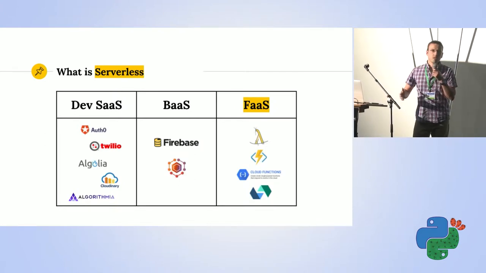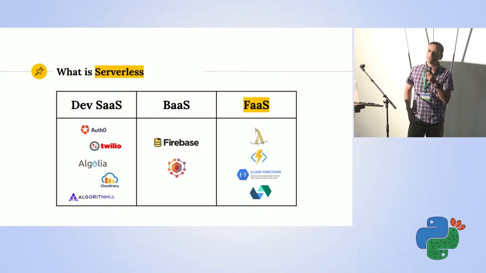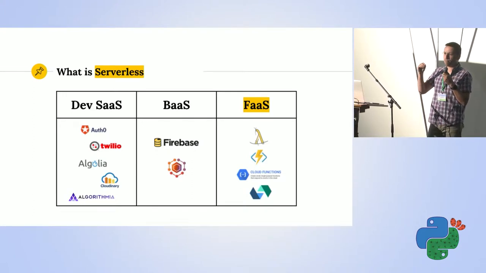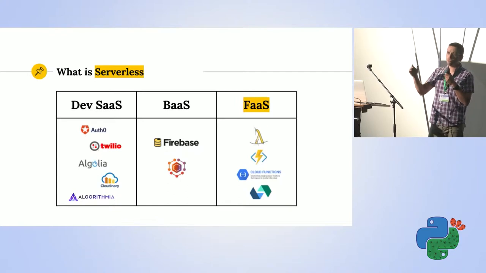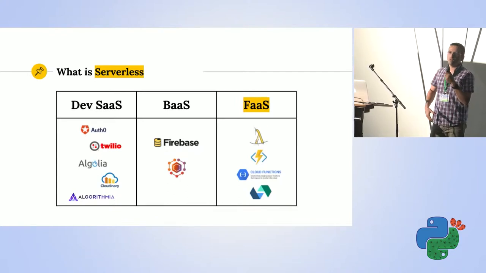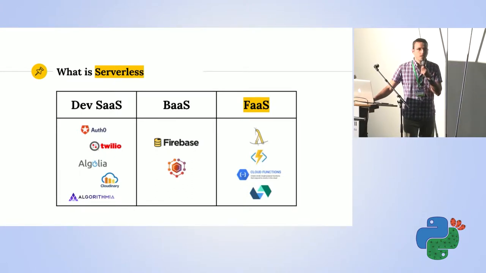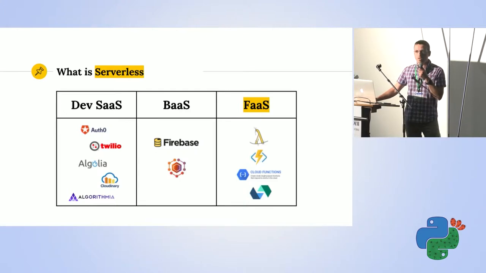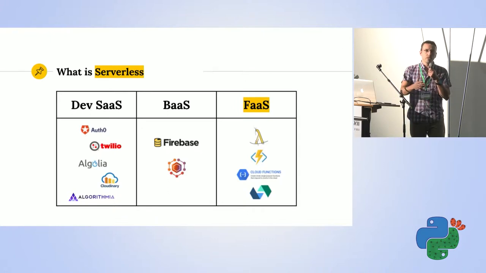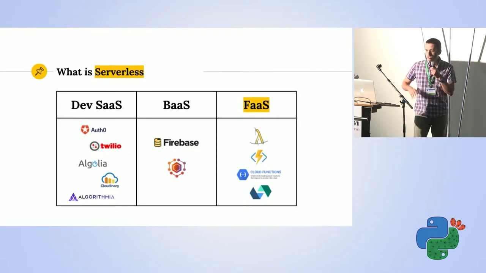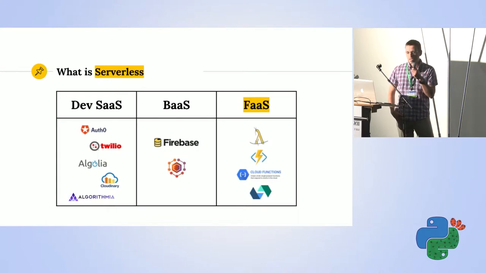There's what I call the developer software as a service, the DevSaaS, which are a bunch of designated services by companies that provide you with a specific functionality. For example, Auth0 provides you authentication, so you don't need to implement it yourself. Twilio for SMS and calls. Algolia for search. You can have a search in your application without having a backend. So these kinds of services are called developer SaaS.